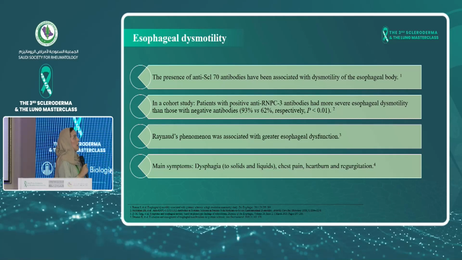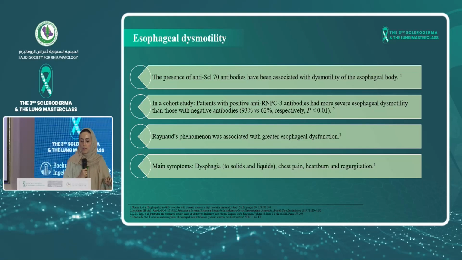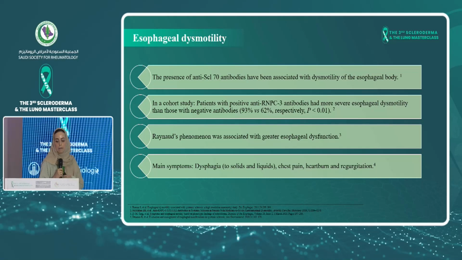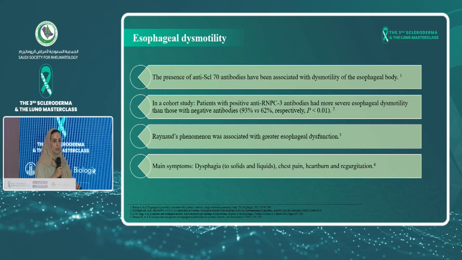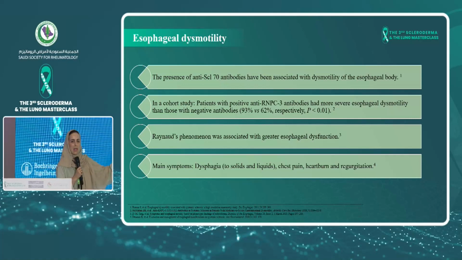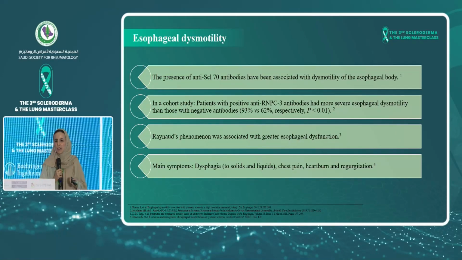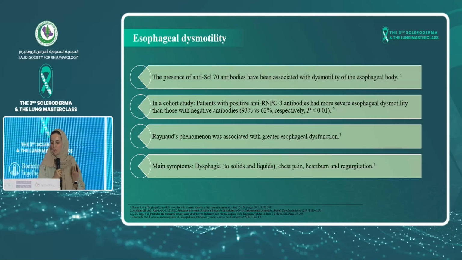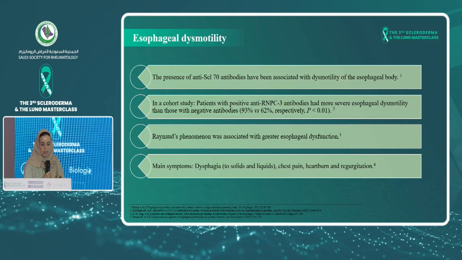All right. The first esophageal involvement is dysmotility. The presence of anti-scleroderma 70 antibodies has been associated with dysmotility of the esophageal body, along with Raynaud's phenomenon, just like the pharyngeal involvement. In a cohort study, patients with positive anti-RNA polymerase III antibodies had more severe esophageal dysmotility than those with negative antibodies, which is expected because I think these antibodies are a poor prognostic factor in systemic sclerosis because of worsened lung disease.